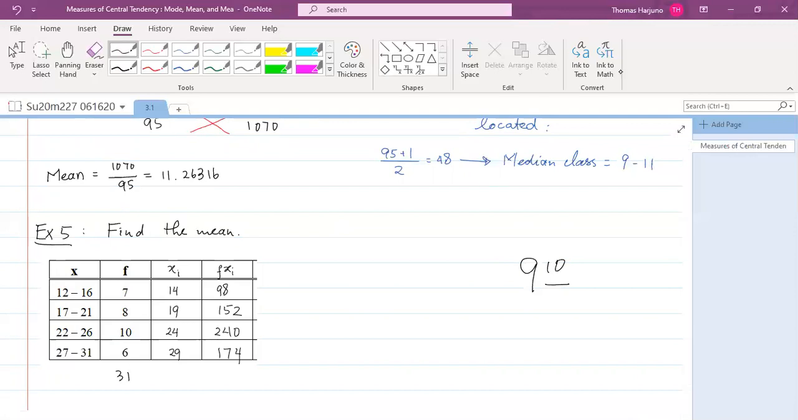Repeat it again. I cannot hear you clearly. Somebody say something. How did I get what? They said 14, the xi. Oh, how do I get this? Oh, the midpoint of these two. So the way you compute that is 12 plus 16 divided by 2. That's 14.